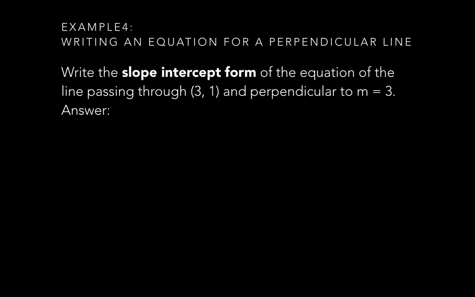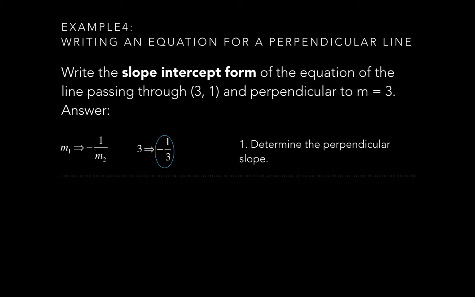In our last example, now we're going to write an equation for a perpendicular line. We're given the slope that we want it to be perpendicular to, and we're given a point that would be on the line. So again, we need to determine what slope we're working with. We want it to be perpendicular to 3, so we need to make it the opposite reciprocal. So the opposite reciprocal of 3 is negative 1/3. That is the slope we're going to work with for our perpendicular line.